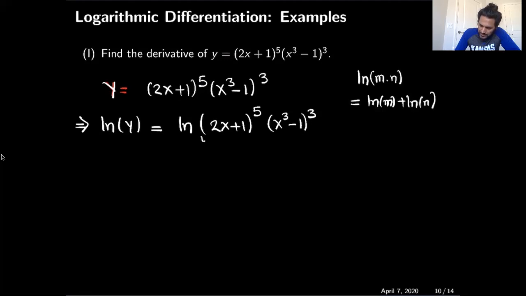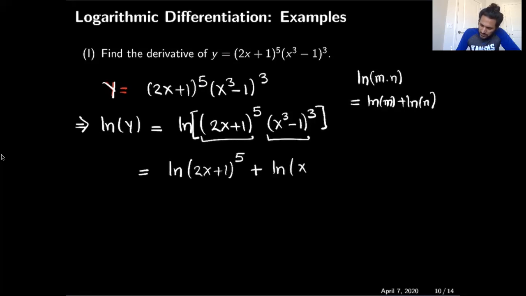So as I can see, this is a multiplication inside of the natural log, and it will turn into addition outside. Natural log of (2x+1) to the power 5 plus natural log of (x cubed minus 1) to the power 3. So this is my first property of use. The second property is again natural log of m to the power n is n times natural log of m. Now I will use this property.